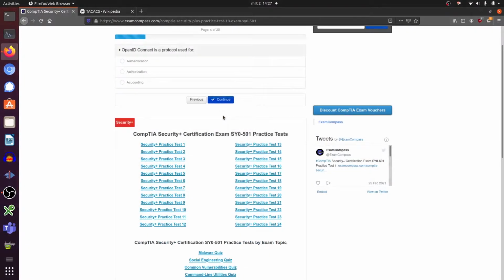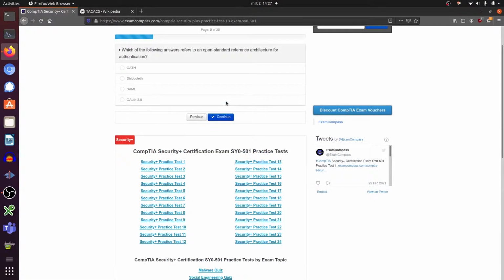OpenID Connect is a protocol used for OpenID. ID is who you are, so that has to do with authentication. Not authorization yet. First, ID, who are you? So authenticate yourself.